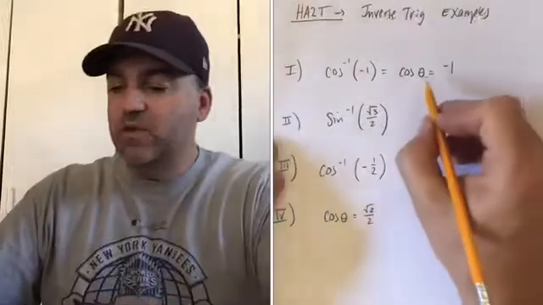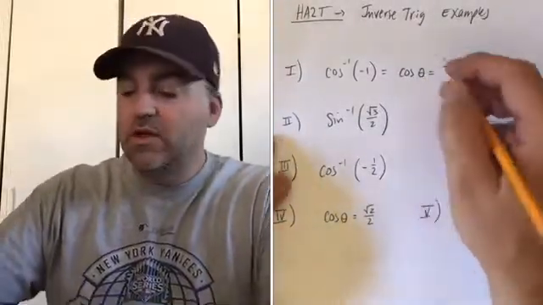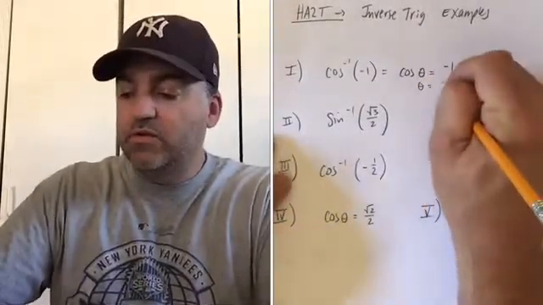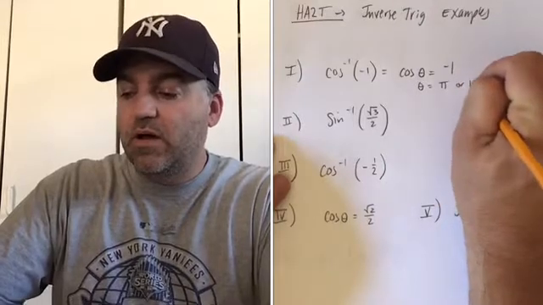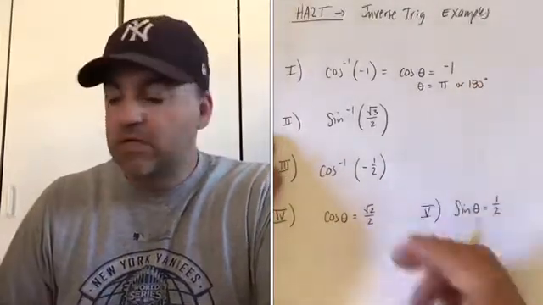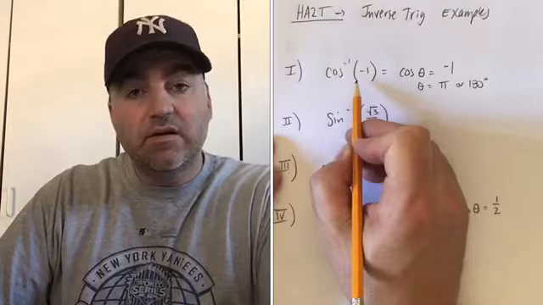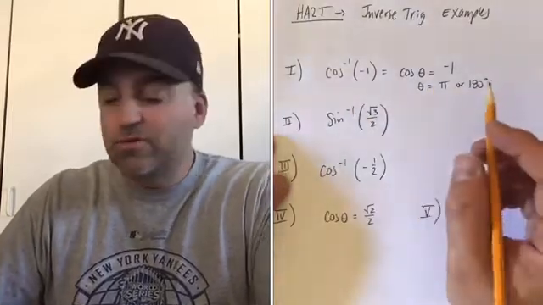So I think about it and say, when does cosine equal -1? Well, that's when theta equals pi, or 180 degrees. And you could put that in a calculator, or you can just know your unit circle.